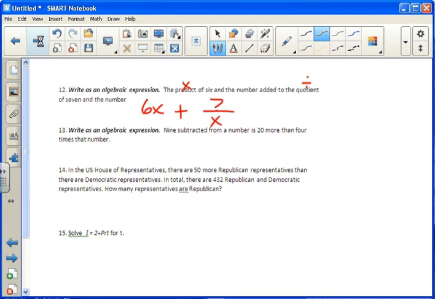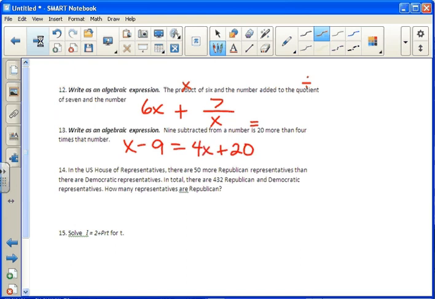Number 13, write as an algebraic expression 9 subtracted from a number. So that means it's a number minus 9, because 9 is being taken away from the number. Is. Anytime you see is, that means equals. 20 more, so that's plus 20, then 4 times that number. So 4 times x.